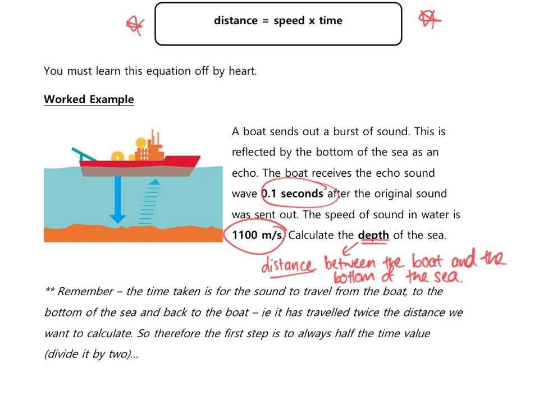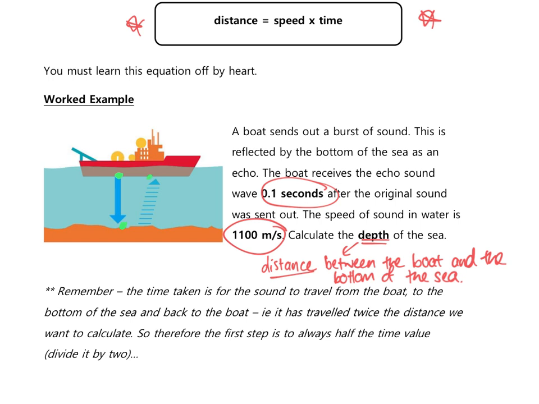So that word depth is just the distance between the boat and the bottom of the sea. Okay, so again, if we look at our diagram here, I'll just annotate this slightly so that you can have a think about what's going on. The boat is sending out the signal. Okay, it's travelling to the bottom of the sea, and then it's being reflected and going back up.